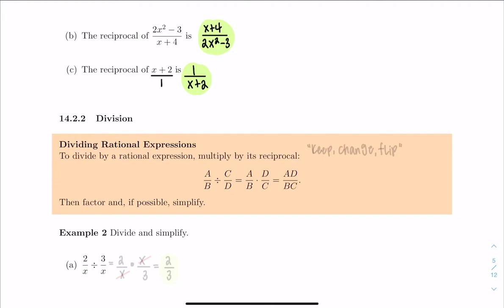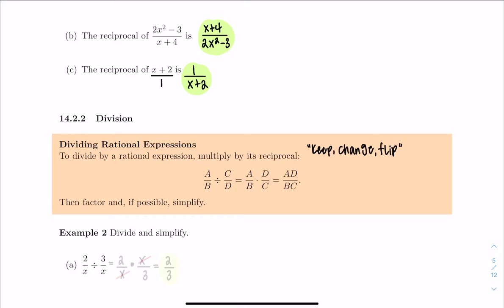And so when we talk about dividing rational expressions, this is just fancy multiplication. So we're going to implement the keep, change, flip. We keep the first fraction, we change the division to multiplication, and then we flip the second fraction, or we find its reciprocal. So a over b divided by c over d becomes a over b times d over c. Then you'll factor and simplify if possible.